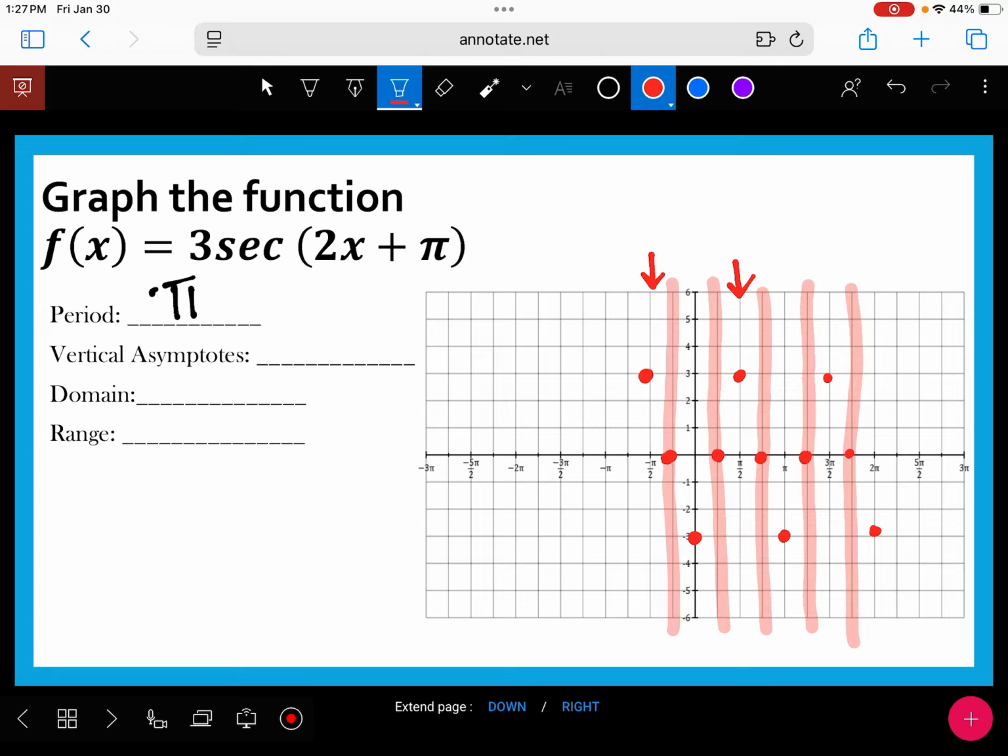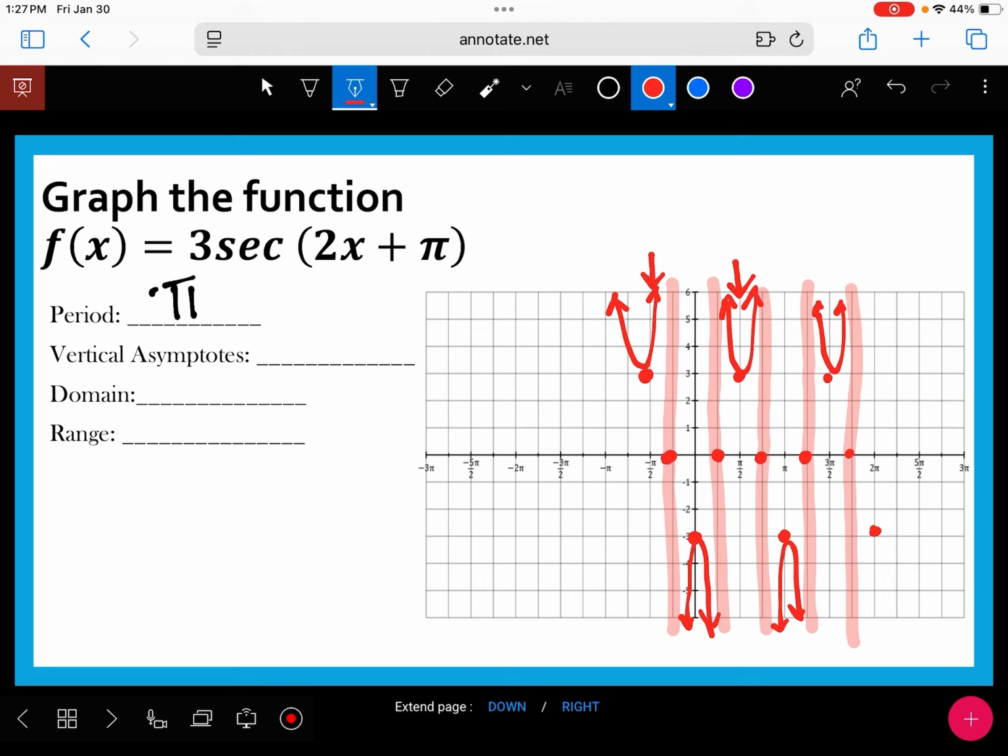All right. So I have a smile. Then I have a frown. This time they're skinny though. Skinny, because my period is cut in half. I don't have a whole lot of room.